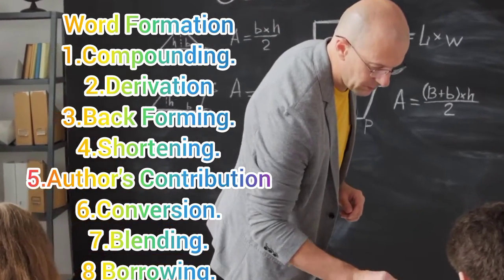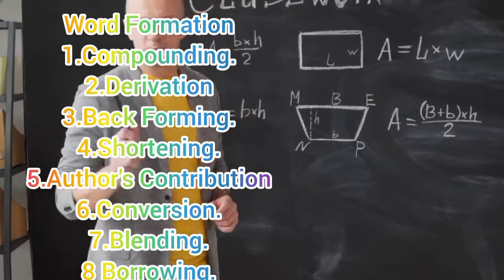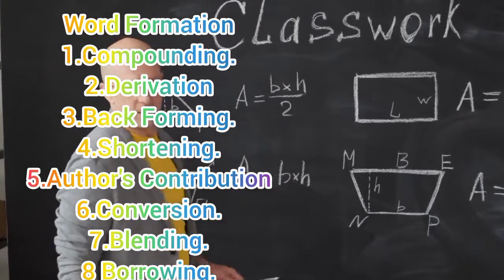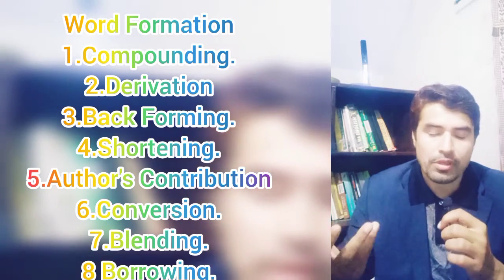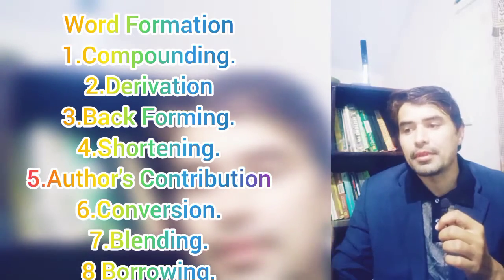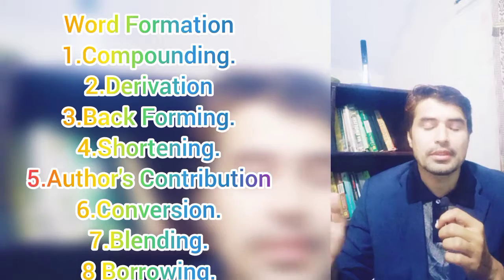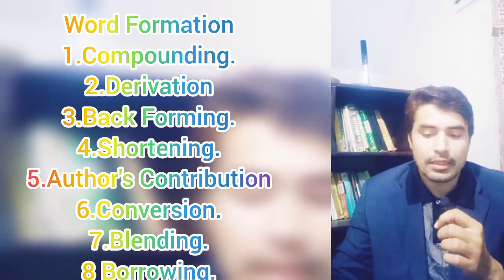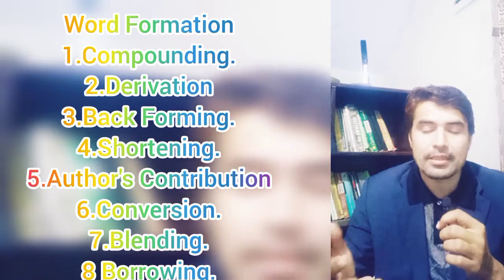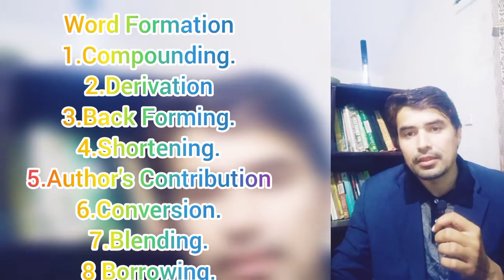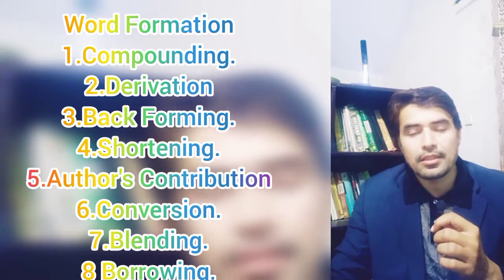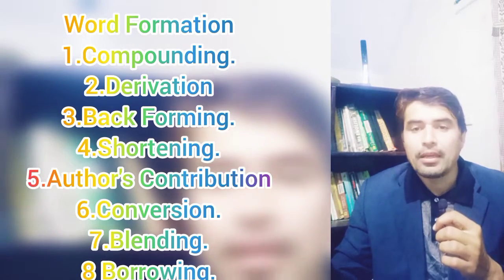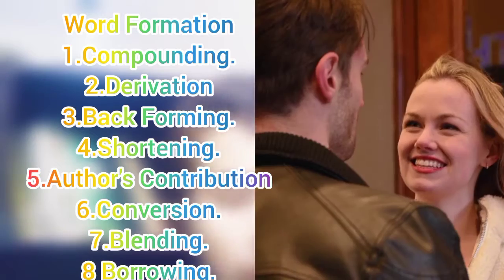Then we have conversion. Conversion is also a way of forming words. We can convert a noun into a verb. We have bottle, and bottle can be further changed into a verb like bottling. Then we have the word butter, and it can be changed into a verb like buttering. Then there is borrowing.